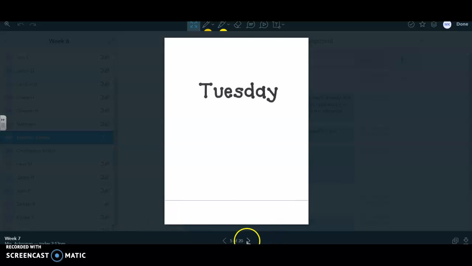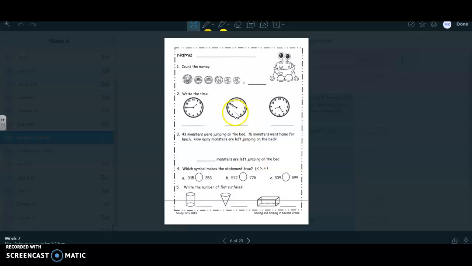First, we are going to do our math page. You are going to count the money like you did yesterday. Number 2 is doing time. Number 3 is figuring out how to do your word problem. 4 is greater than, less than, or equal to. And 5 is writing the flat surfaces.